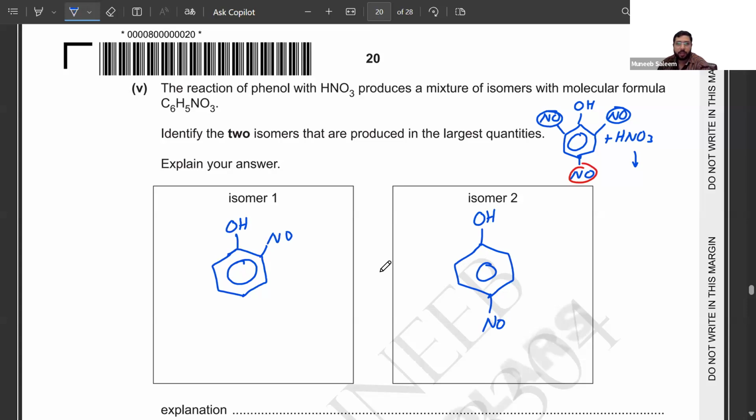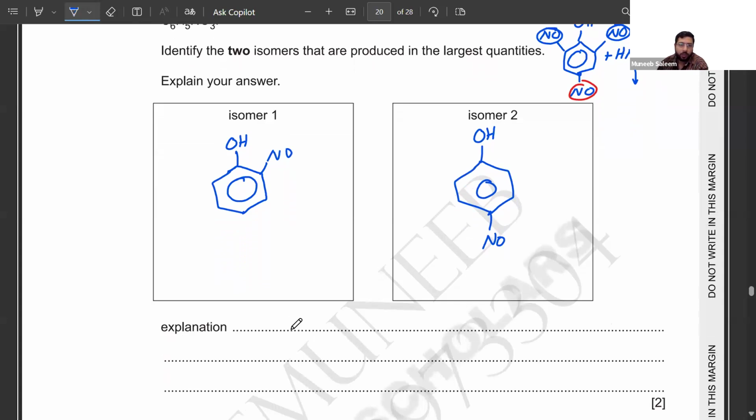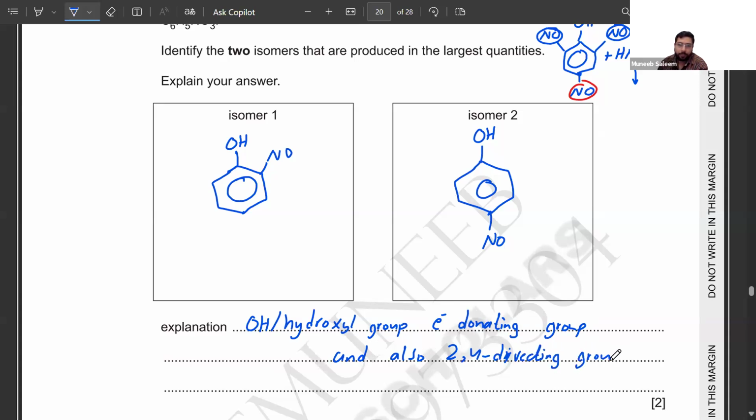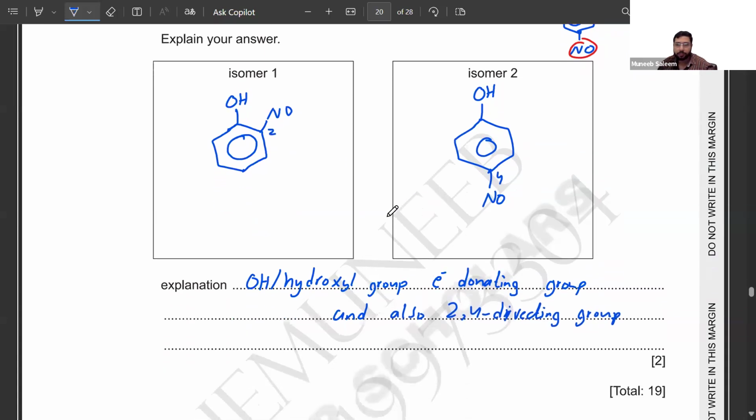Now the explanation of why I am getting these two isomers. The reason is that the phenol, or the hydroxyl group OH, is an electron donating group and also a 2,4 directing group. That's why I got nitro groups at position number 4 and position number 2 over here.